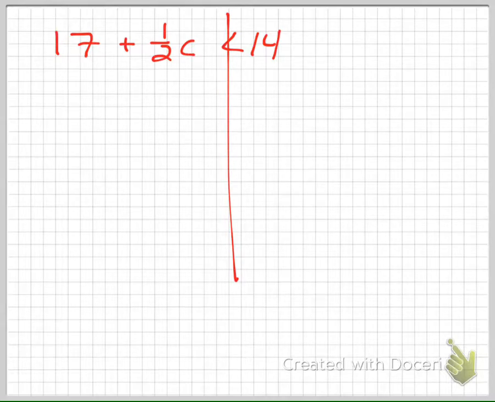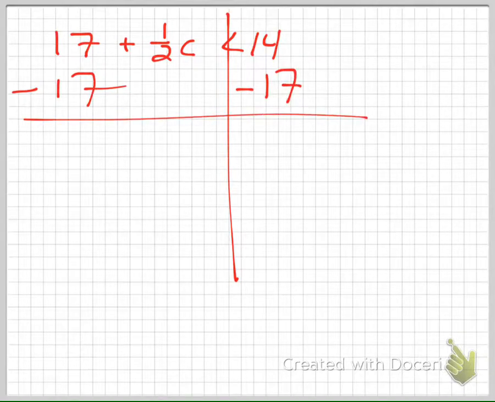What do I undo here? Do I undo the half or the 17? Subtracting. Thank you. Minus 17, minus 17. I subtracted. Does that mean I flip the sign for subtracting 17? No. They're gone. That leaves me with 1/2 c is less than negative 3, right?